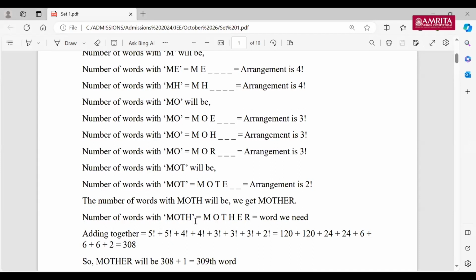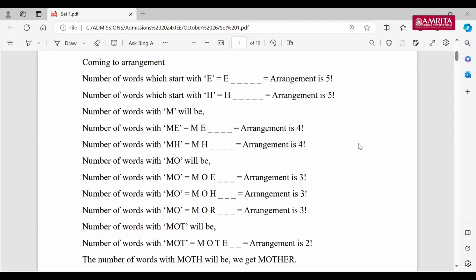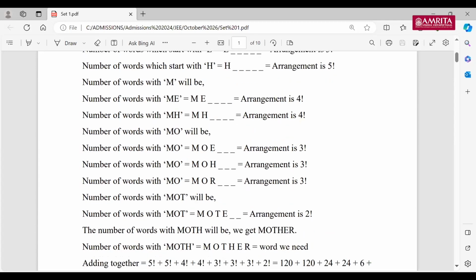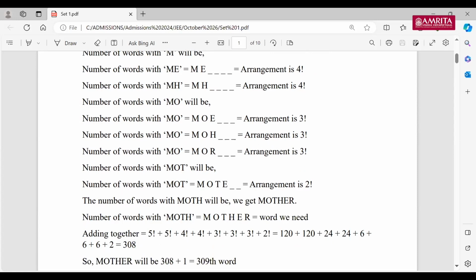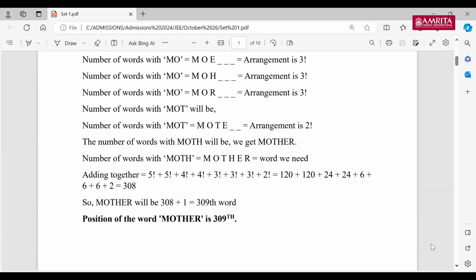So when it's MOTH, the other 2 letters will be arranged. So what you need to do is just add whatever ways we have found out and add a 1 to that because mother will be the next term. So once you add all these arrangements, it will be something like 5 factorial plus 5 factorial, that is, 2 5 factorials, 2 4 factorials, 3 3 factorials, 1 2 factorial. That will be the 308th term, but mother will be the 309th term.